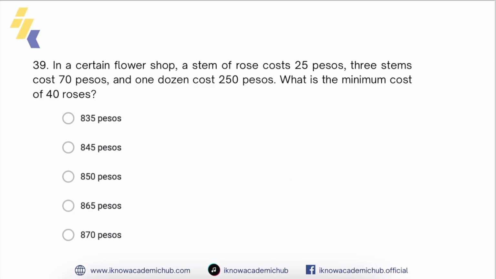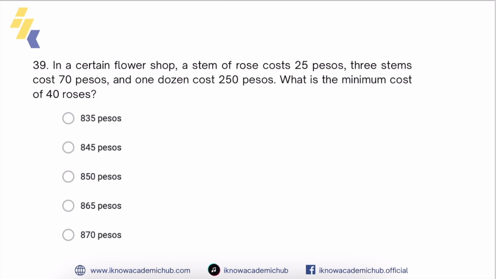Let's go to number 39. In a certain flower shop, a stem of rose costs 25 pesos. Ulit. Next, we have number 39. In a certain flower shop, a stem of rose costs 25 pesos. 3 stems cost 70 pesos and 1 dozen cost 250 pesos. What is the minimum cost of 40 roses?